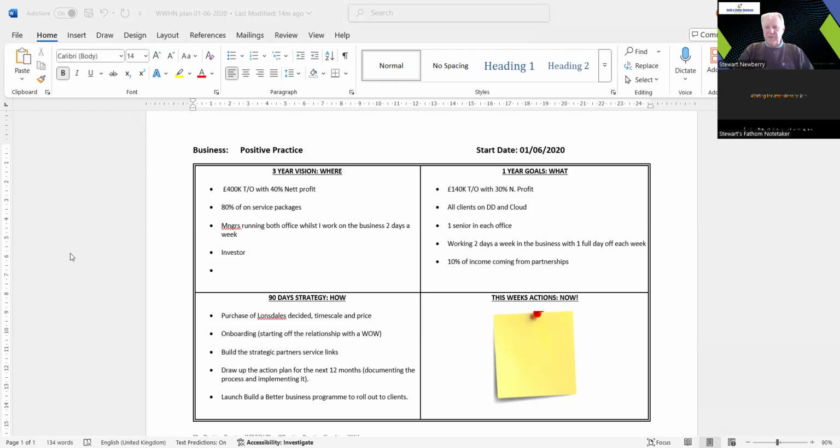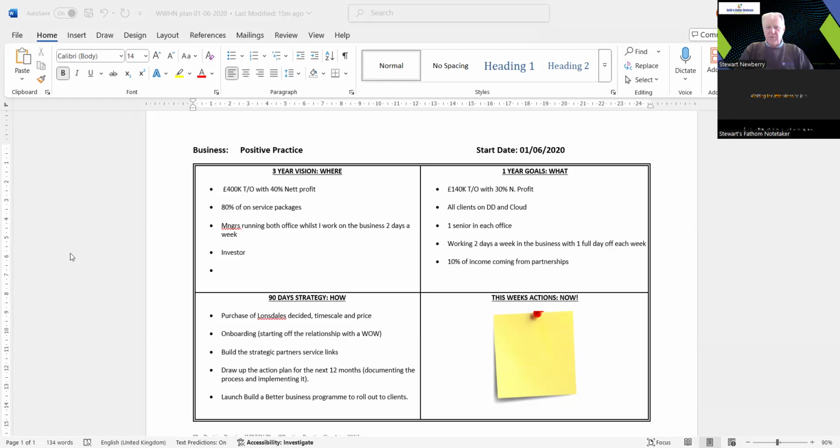So as I said before, this is a 90-day action plan. If you do the maths, you'll find that 90 days splits into exactly 13 weeks. So each week, you should focus on what's the one thing that you can do or achieve this week that will help you drive your plan forward and help you reach your goals.